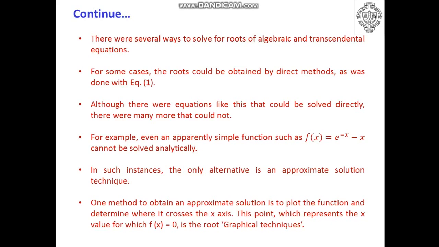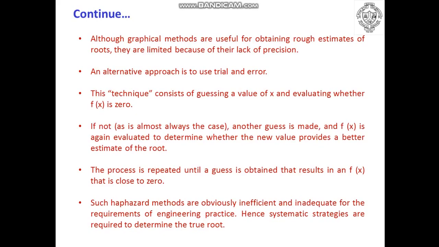One method to obtain an approximate solution is to plot the function and determine where it crosses the x-axis. That means you have to consider various values of x, find the corresponding values of f of x, plot the function with respect to the various values of x, and check where it crosses the x-axis. This point, which represents the x value for which f of x is 0, is nothing but the root of the equation, and this method is considered the graphical technique.